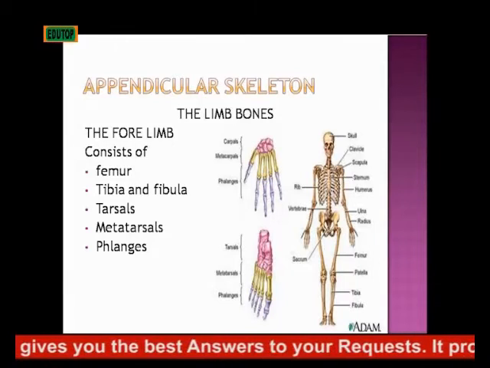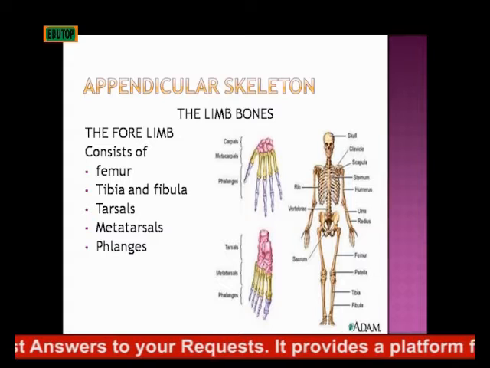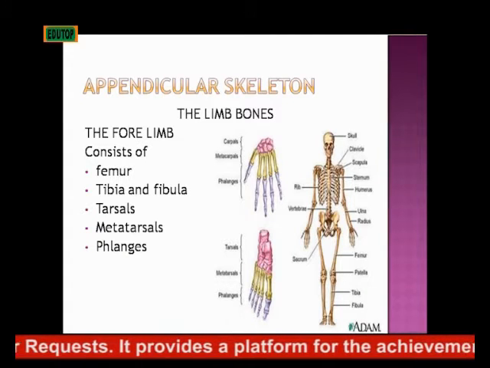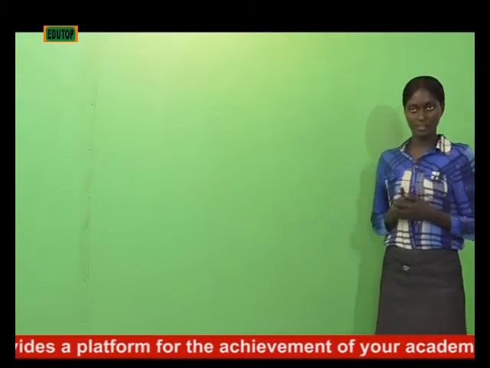We have the tarsals. The tarsals are the bones of the ankle, then the metatarsals, then the phalanges. That's the part of the leg. Now we move on to talk about the joints.